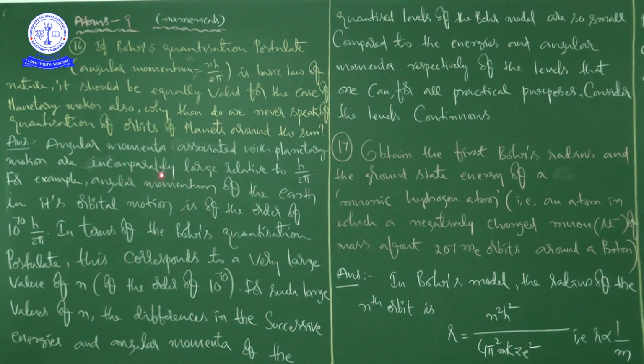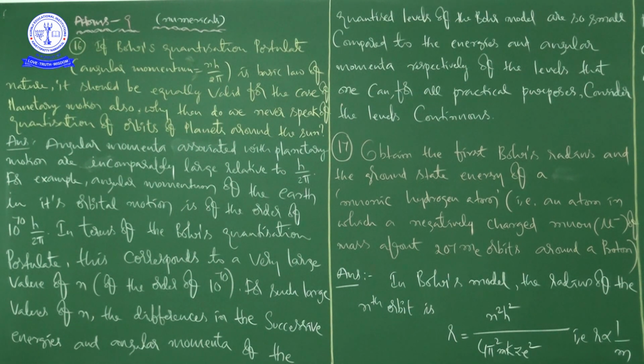See here: angular momenta associated with planetary motion are incomparably large relative to h by 2 pi. What is h here? Planck's constant, whose value is 6.6 into 10 to the power of minus 34 joule second, and pi is 3.14 or 22 by 7.